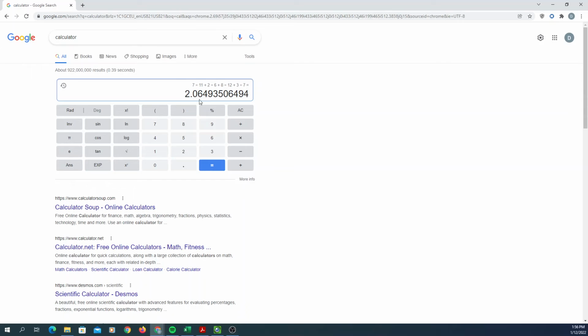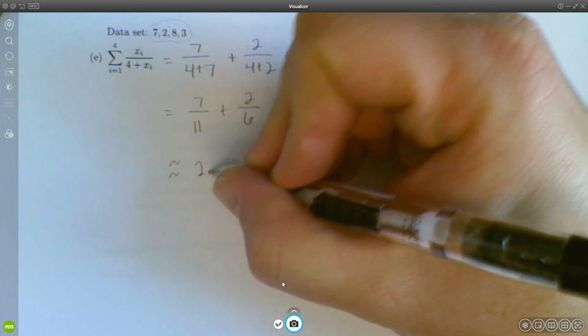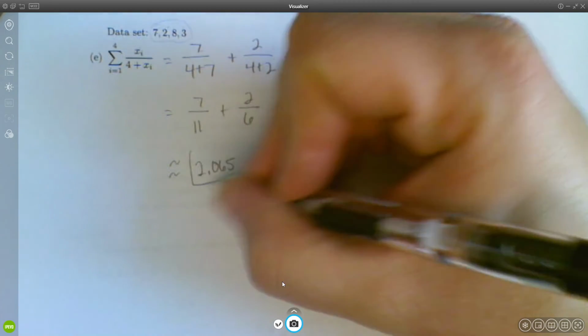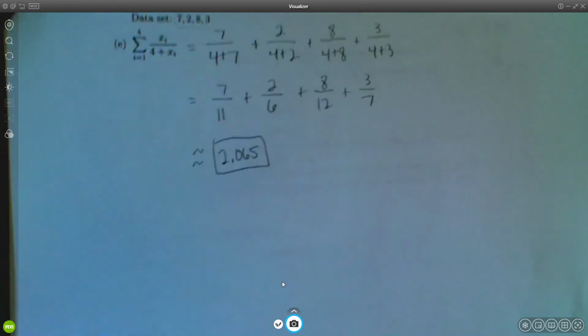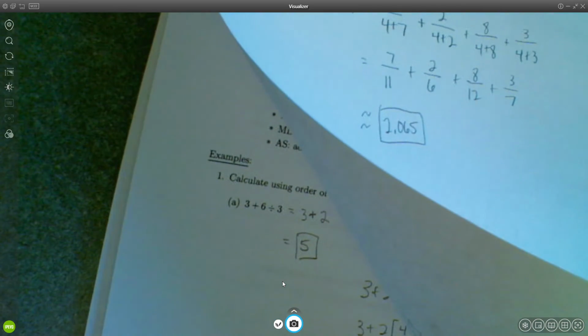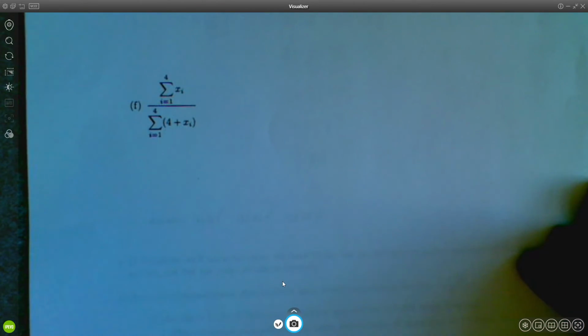I said to round to 3 decimal places. So 1, 2, 3. I look at the 4th decimal place, and it's bigger than 5, so I'm going to round this up to a 5. I'm going to call this 2.065. That's how I round to 3 decimal places. So 2.065. And just checking to make sure I got that right. Yep, 2.065.